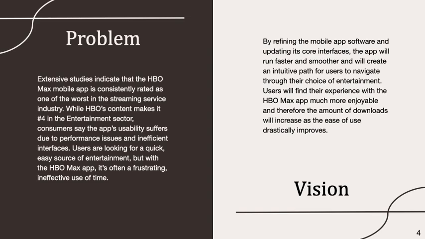Users are looking for a quick, easy source of entertainment, but with the HBO Max mobile app, it is often a frustrating, ineffective use of time. By refining the mobile app software and updating its core interfaces, the app will run faster and smoother and will create an intuitive path for users to navigate through their choice of entertainment. Users will find their experience with the HBO Max app much more enjoyable, and therefore the amount of downloads will increase as the ease of use drastically improves.